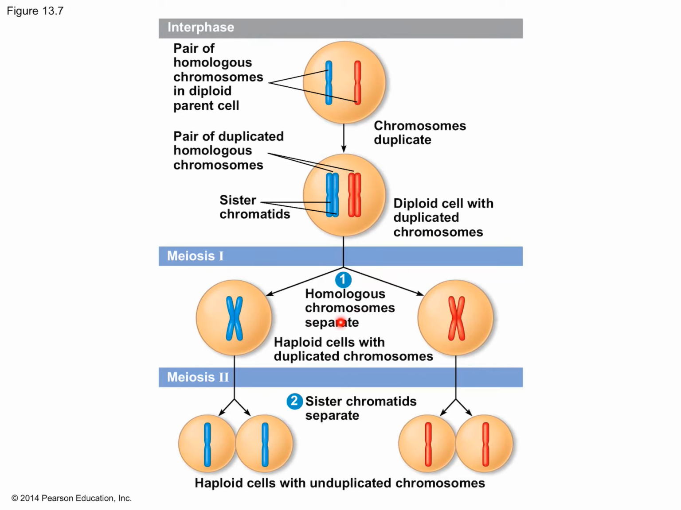So now we have 2 haploid cells. Diploid. In this case, we have 2 centromeres. Haploid. 1 centromere in that cell, 1 in that one. So meiosis 1 then has cut chromosome number in half.